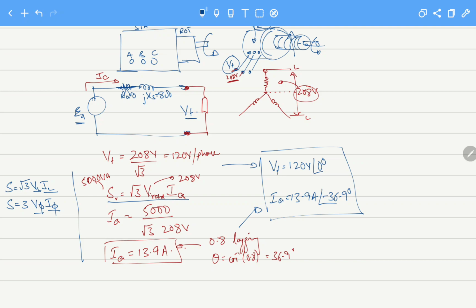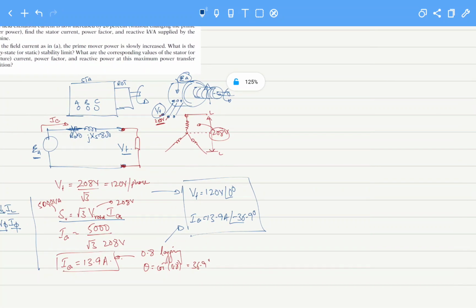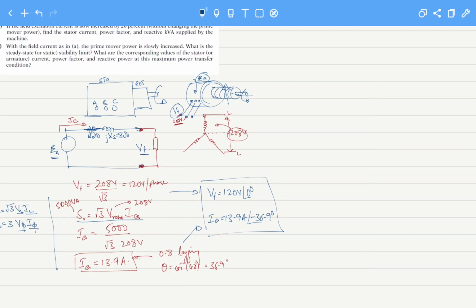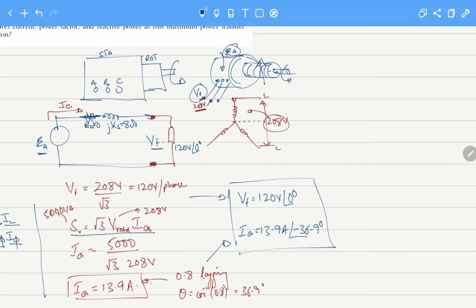So the armature current, for the synchronous machine, is coming out from the stator, and this is the value of the current. Now what it is asking us is that we have calculated these two values. So the per phase equivalent circuit: if we look at it, the VT here is 120 volts at angle 0 degrees, and the current flowing through here is 13.9 with an angle of minus 36.9. This current is flowing into the load.